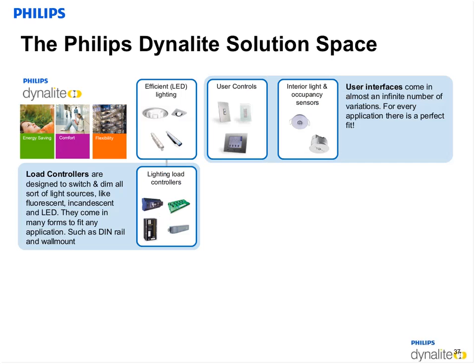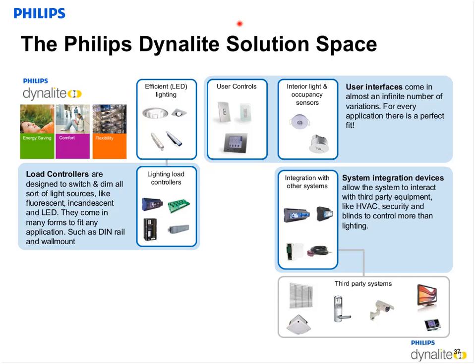We need interfaces. We have two types of interface. We have user control, which are otherwise known as buttons, the things people see and can touch and really can show off their space. Or we have these workhorses, these automatic devices which sense movement or sense daylight or sense sound. These are the ones that work 24/7 and give us these energy savings.